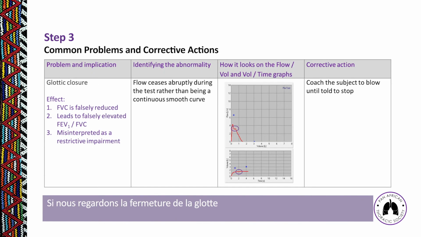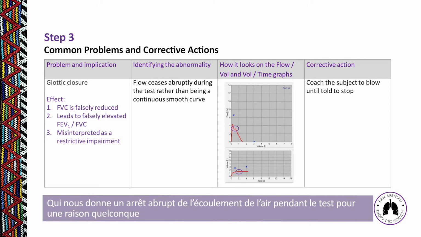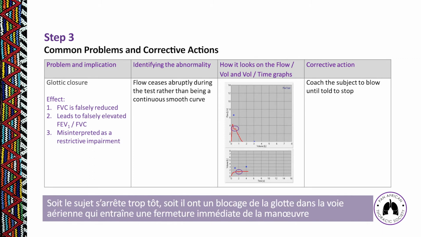Looking at glottis closure. Glottis closure is when there is an abrupt cessation of flow during the test for one reason or another. Either the patient just stops early or they have a closure of the glottis in the airway which causes an immediate termination of the FVC maneuver.